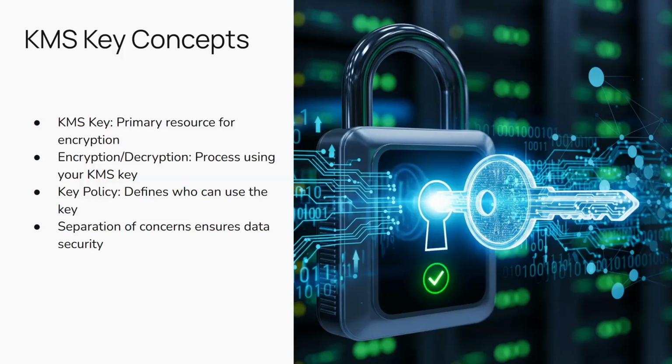When we talk about KMS, there are three main concepts to understand. First is the KMS key, which is the primary resource in KMS. It's a logical key that you can use for encryption and decryption. Second is the process of encryption and decryption itself, which you will perform using your AWS KMS key. And the third one is the key policy, which is similar to an IAM policy, but it is specific to the KMS key itself. The key policy is basically used for defining who can use and manage the key.